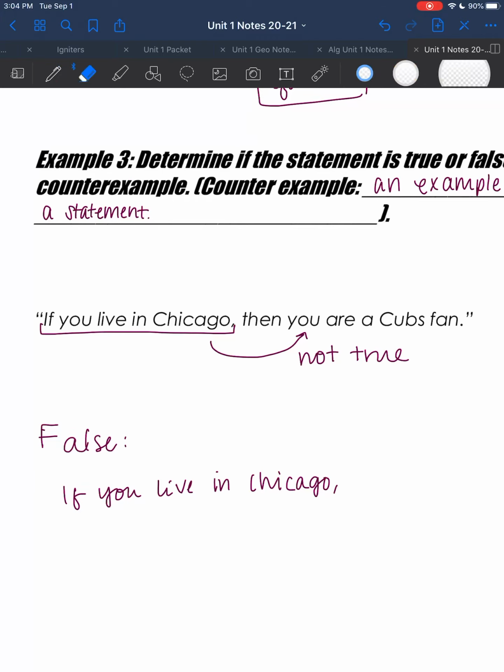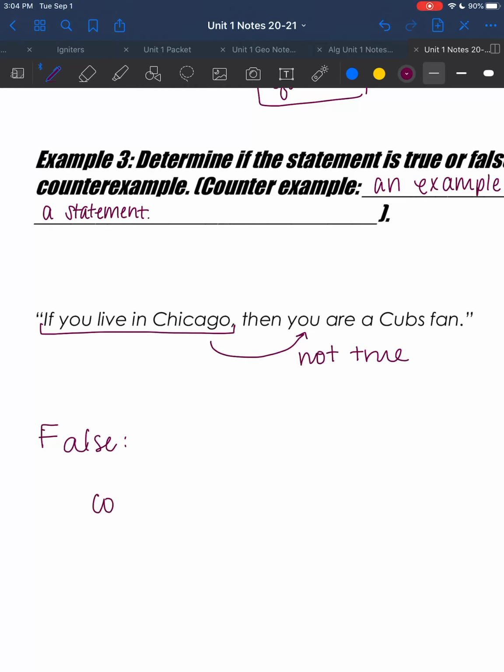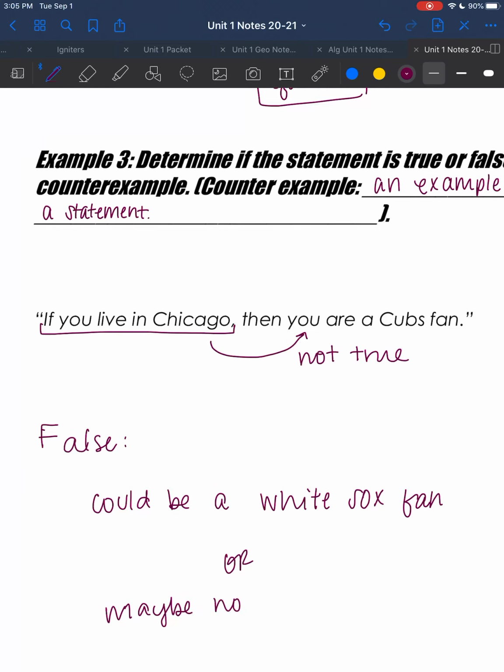how do I want to word this? Well, I guess I don't really need to write this first part. But this statement is saying if you live in Chicago, then you are a Cubs fan. But if you live in Chicago, you could also be a Sox fan. Okay? Or maybe not a baseball fan. Okay?